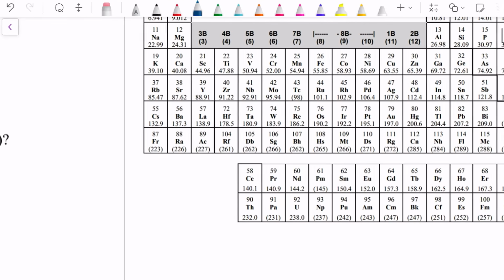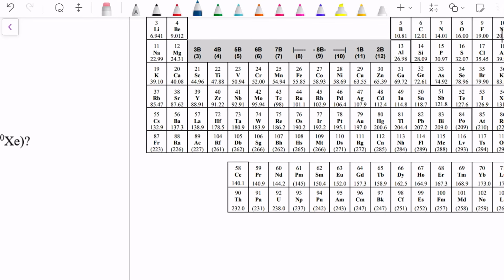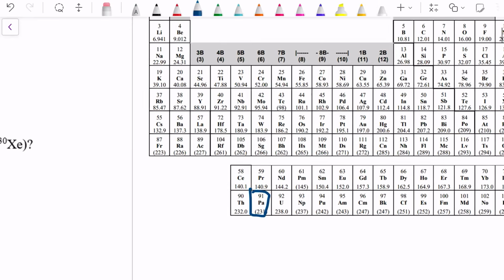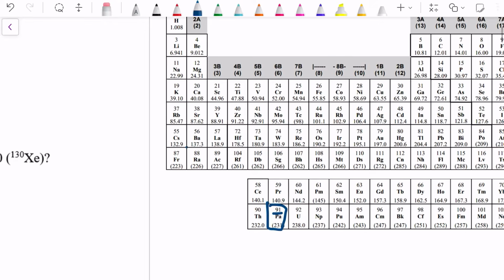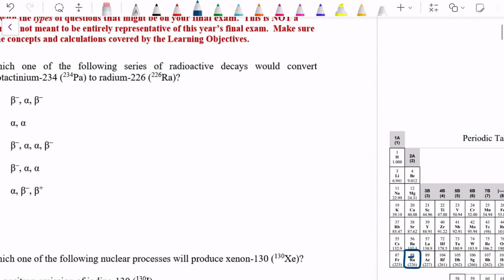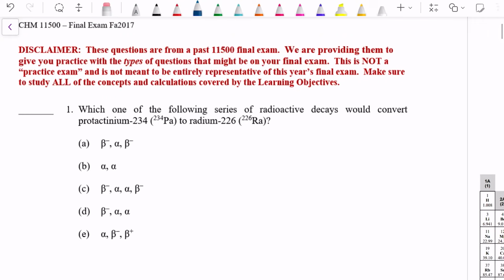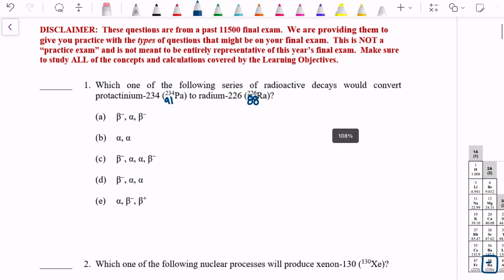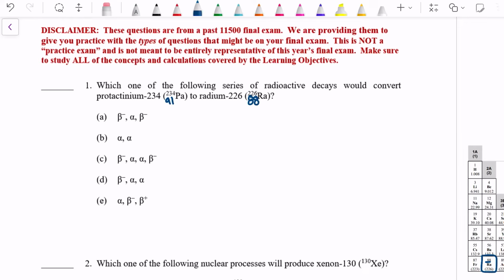First of all, let's figure out what the atomic numbers of these elements are. We had Pa, which is 91, and then we had radium, which is 88. So let me write that in there. This one was 91, and this one is 88. That'll probably be useful to know. Okay.